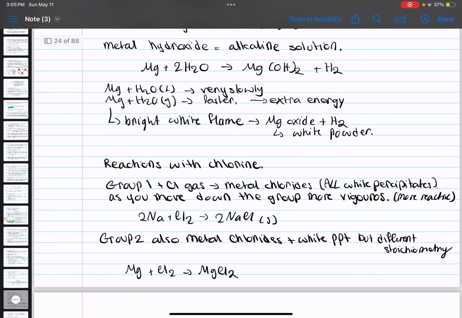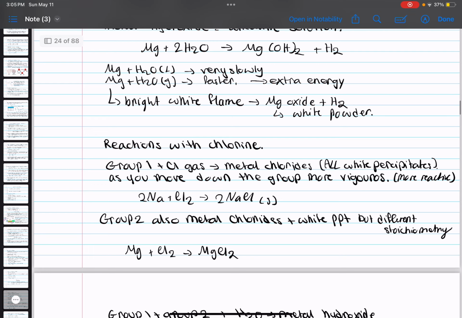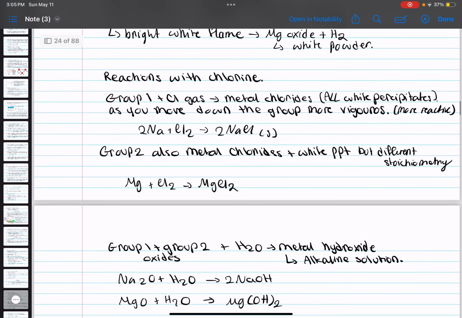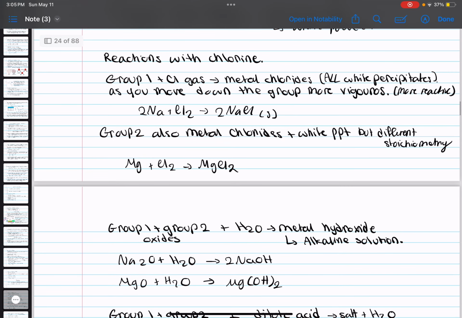Mg with liquid water reacts very slowly, but if you react it with steam, it's much faster because it has extra energy. A bright white flame would be formed, giving magnesium oxide plus hydrogen, and magnesium oxide is a white powder. So now we're going to reactions with chlorine. Group 1 metals plus chlorine gas would give you metal chlorides, which are all white precipitates. As you move down the group, more vigorous, more reactive.